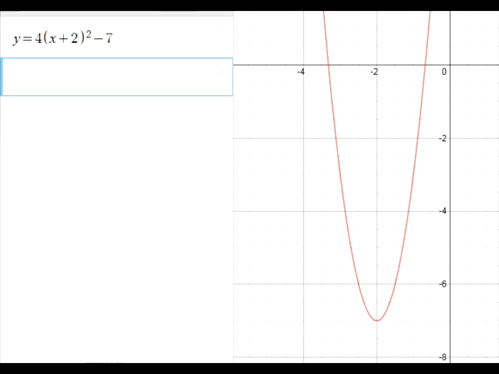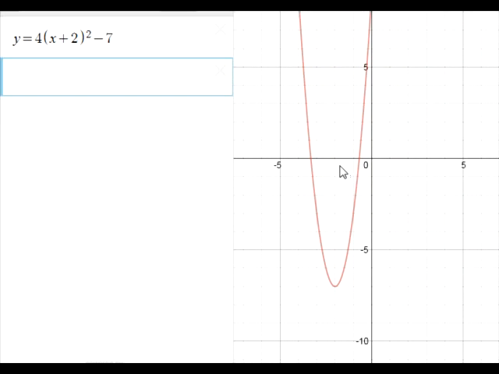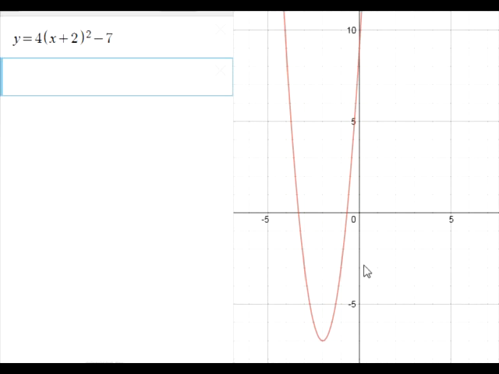Actually, is there a way I can change the scale here? There we go. That might be easier to see now. Everything counts as 1. Okay, so -2 and -7 is here. We're going to go over 1 and up 4. 1, 2, 3, 4. So that should be the point -1 and -3. Then you're going to go over 1 and up 12, if we can get that far, which luckily I can. 1, 2, 3, 4, 5, 6, 7, 8, 9, 10, 11, 12. So that should be the point 0 and 9. Okay, so your graph should look something like that.